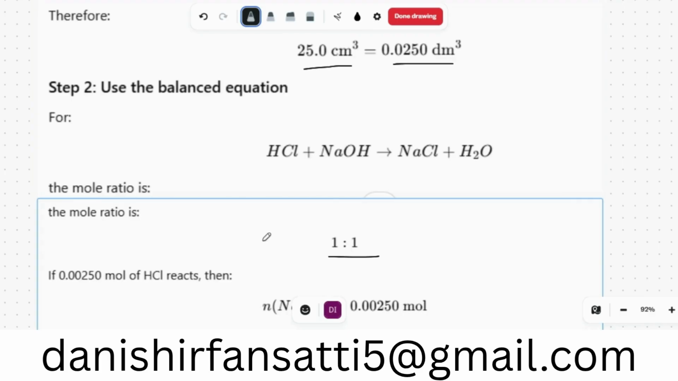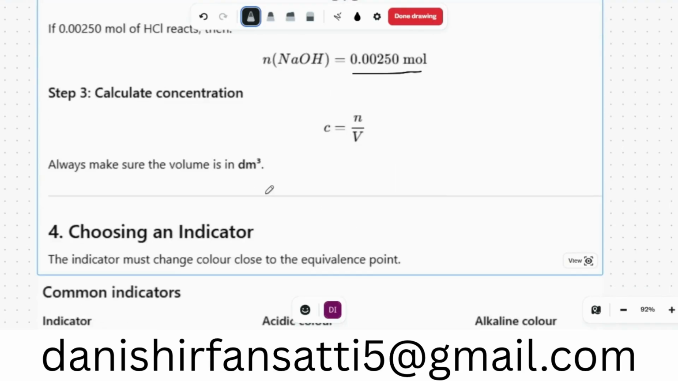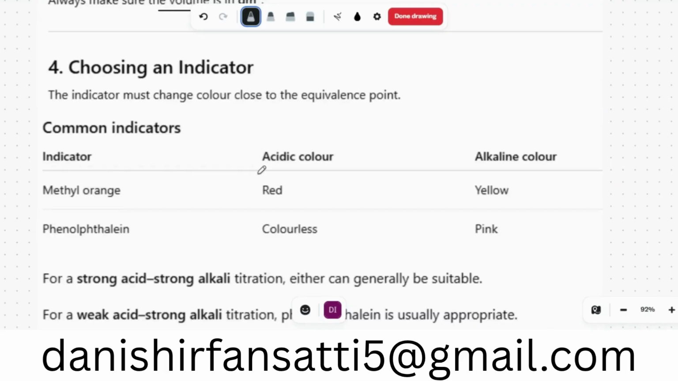You can see the ratio is 1 to 1. So if 0.00250 moles of HCl reacts, then n of NaOH will be 0.00250. Same, because the ratio is the same. Okay. Always make sure the volume is in dm³, not in cm³. Most of the students make this mistake.